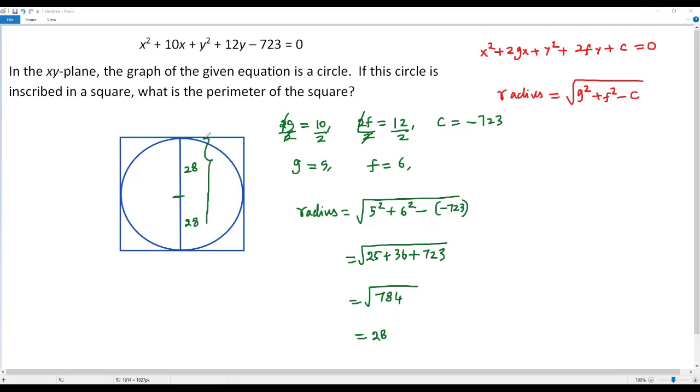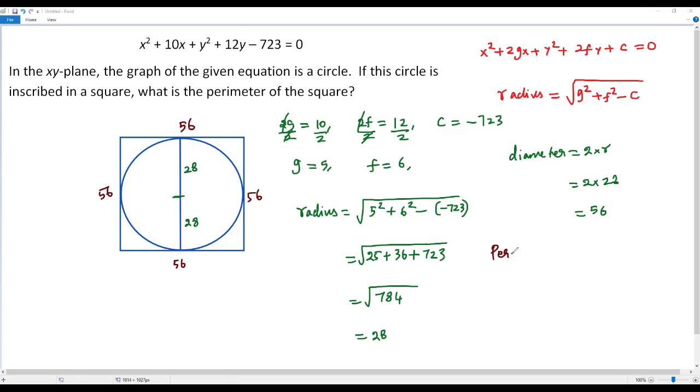Now to get the diameter of the circle, we have to multiply the radius 28 by 2. The diameter equals 2 times the radius, that is 2 times 28, which is equal to 56 units. Here I got the diameter of the circle, that is 56 units. So the same length we have for each side of the square. Here 56, here 56. Since it's a square, all 4 sides are equal.